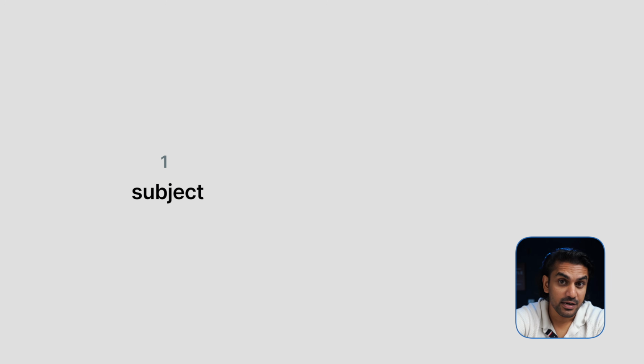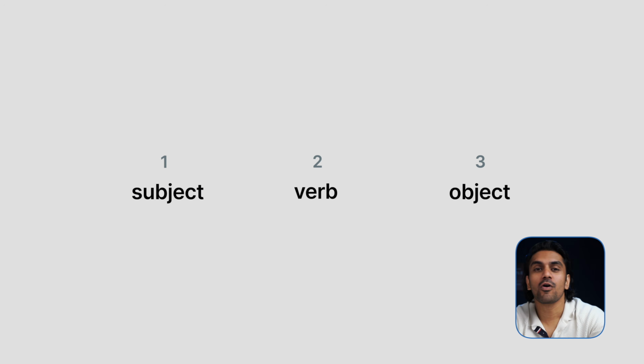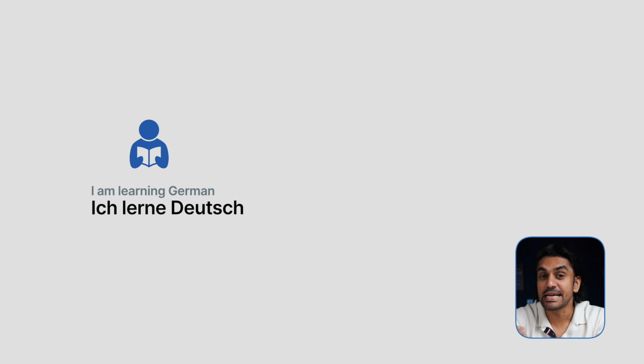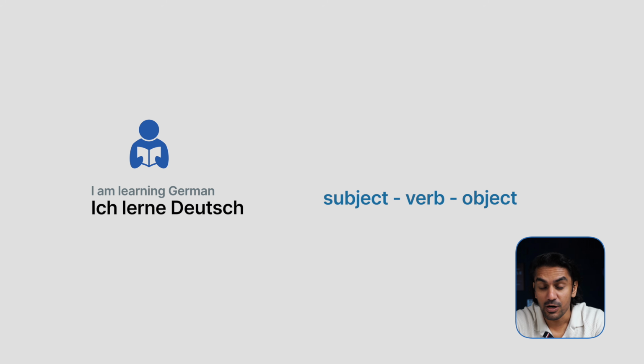Now, we have already learned about the basic sentence structure: subject, verb, and object. And we have also talked about nouns, pronouns, and verbs. Now, let's put all of that together and start forming some simple sentences. Let's take an example. I am learning German, or ich lerne Deutsch. Here, ich is the subject, which is a pronoun. Lerne is the verb, I'm learning. And Deutsch is the object, German. The structure is almost the same as in English. Subject, verb, object.